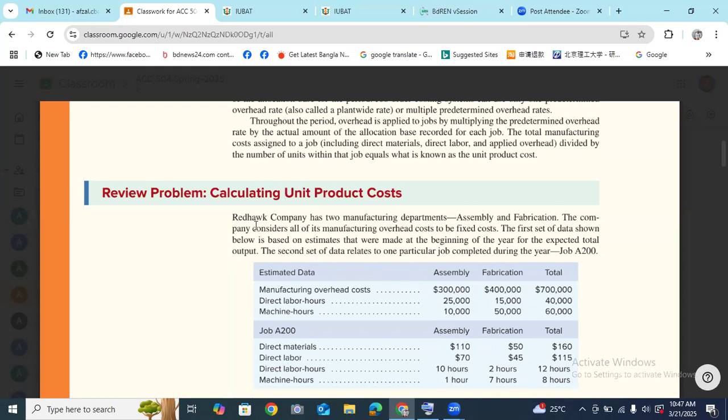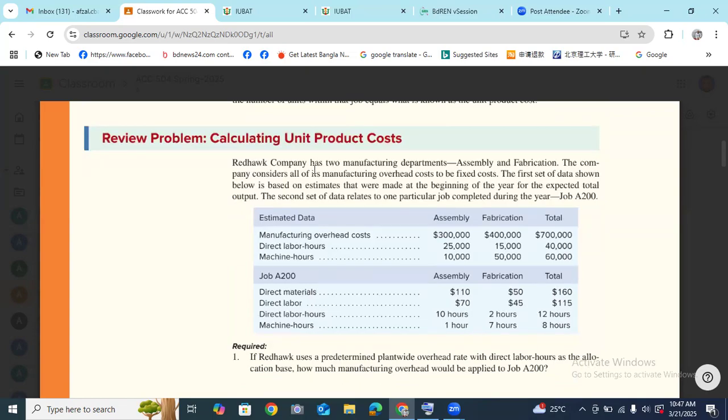Okay, sir. So Red Hawk Company has two manufacturing departments. One is called the assembly department, another is the fabrication department. In one department they assemble, in the other department they fabricate. The company considers all of its manufacturing overhead costs to be fixed costs. So all its manufacturing overhead costs are fixed. There is no variable manufacturing overhead cost. All are fixed cost for this company.